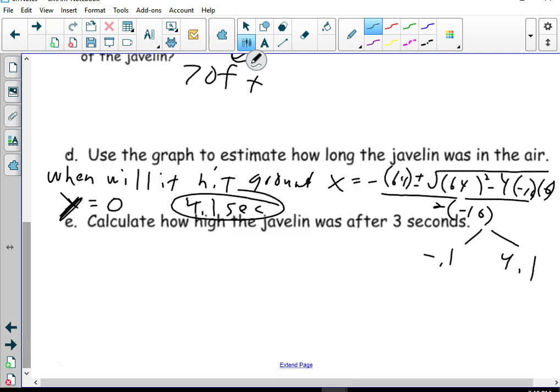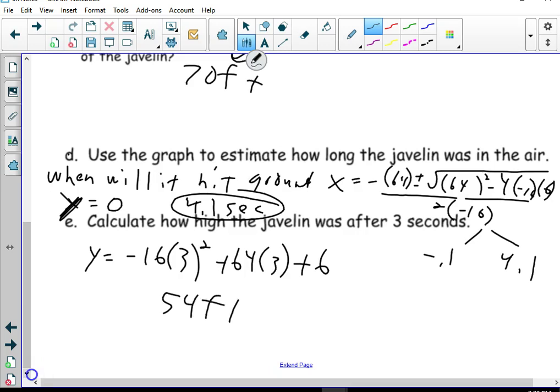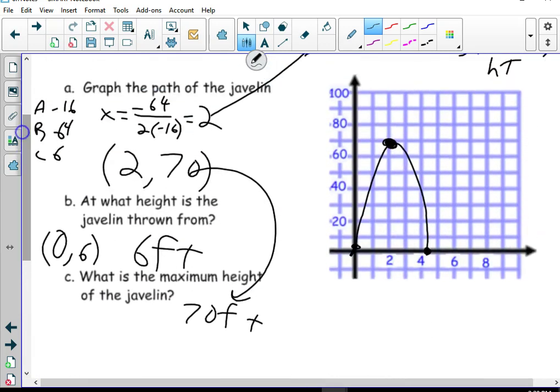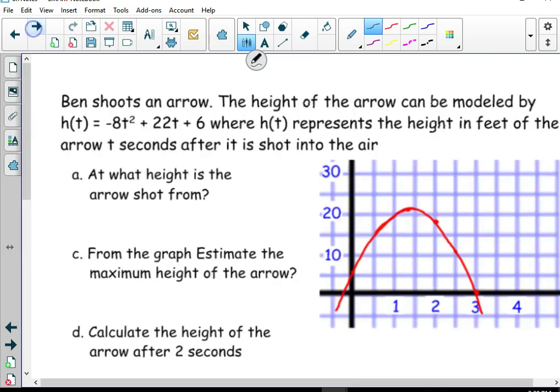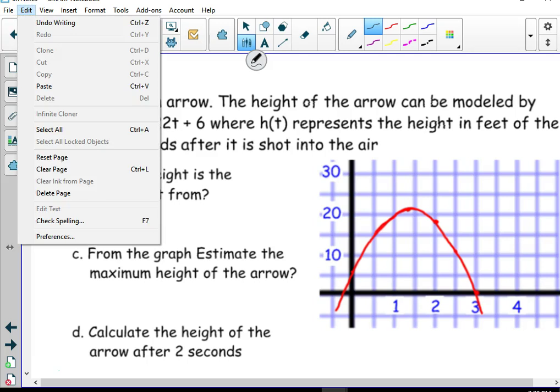Now, where will it be in 3 seconds? We just plug in 3 to our original equation. So everybody crunch that. 54 feet is correct. Plus, if you look here, here's 3 seconds. That makes sense. 54 makes sense according to the graph. So 54 feet. Okay, one more.